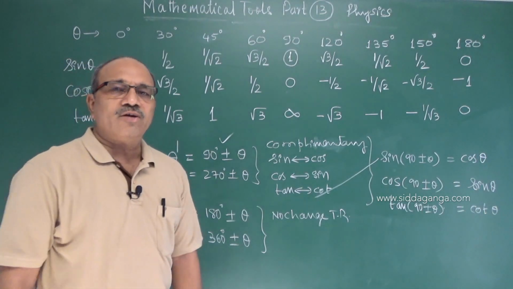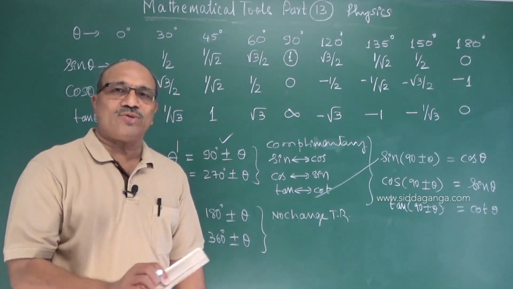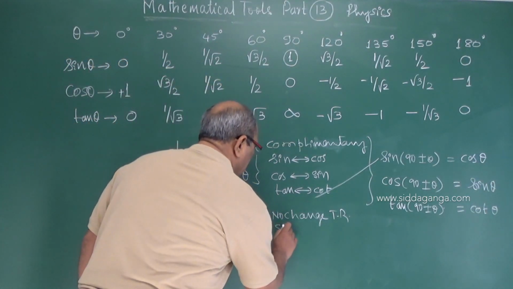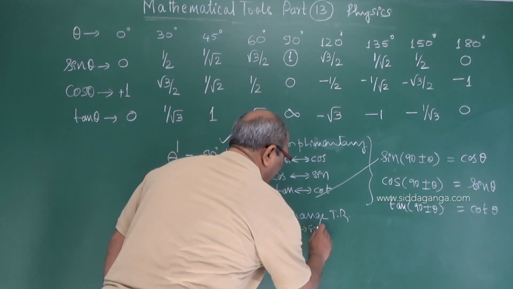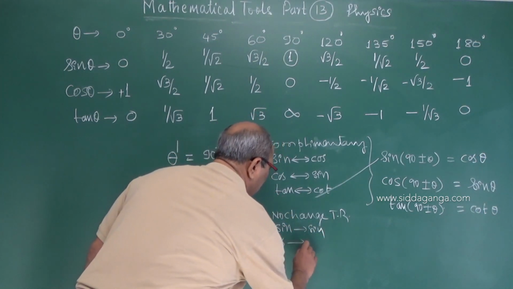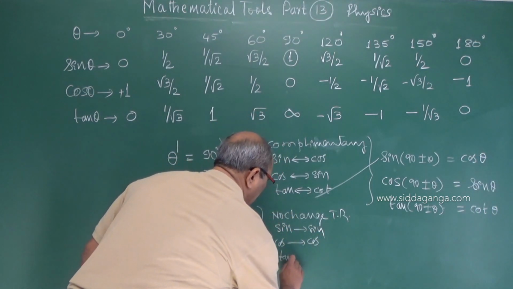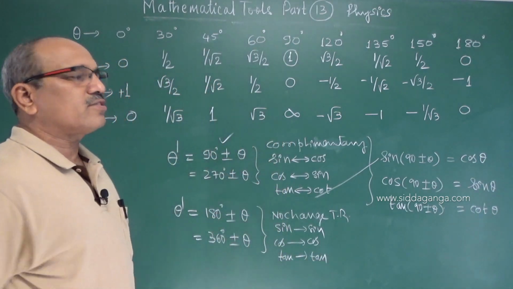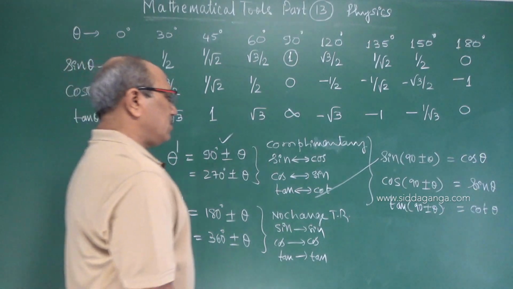No changes in the trigonometric ratio, but we only have to follow the sign convention. That means sin remains as sin, cos remains as cos, tan remains as tan. No changes.